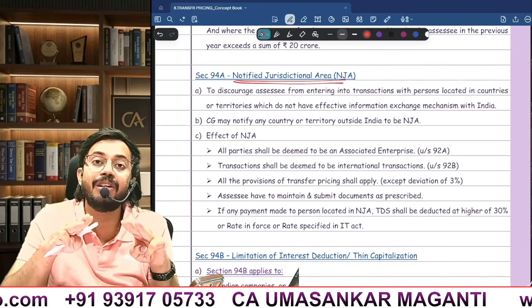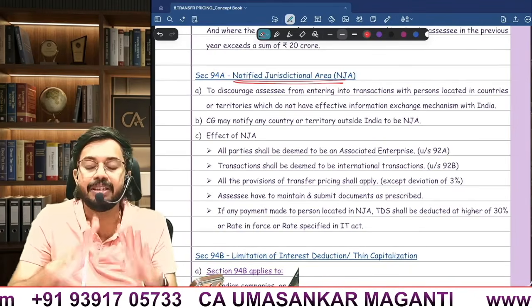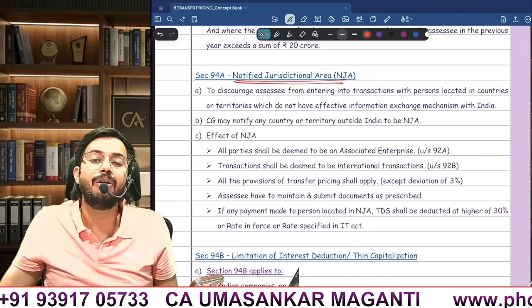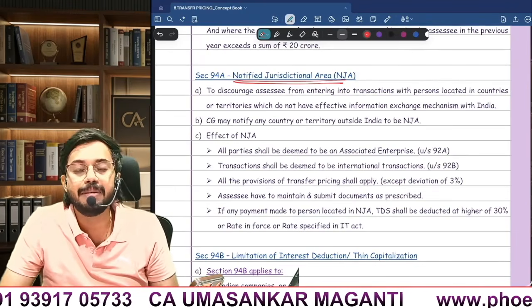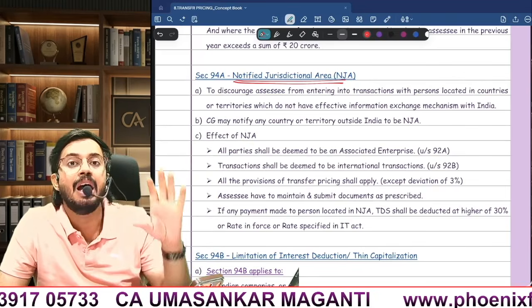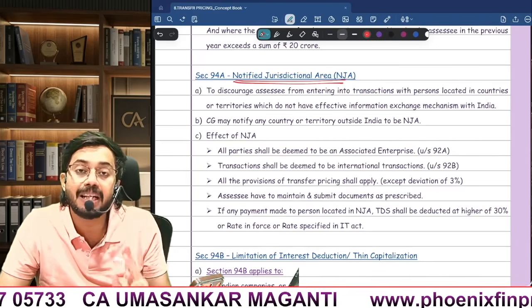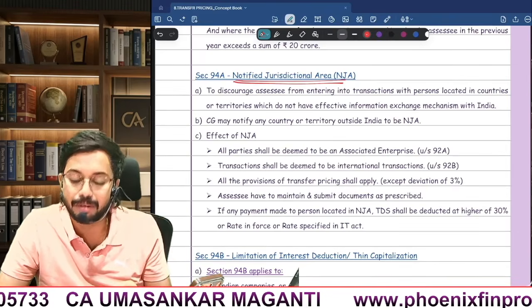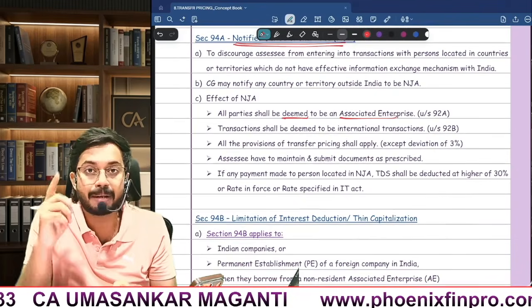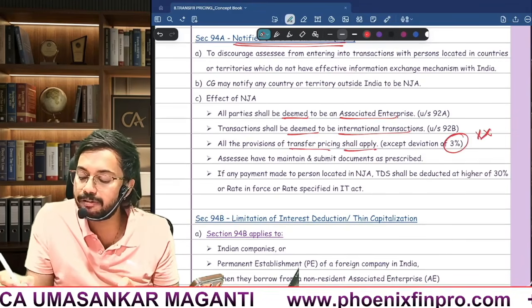That 3% tolerance band is not available whenever you do a transaction with a person located in a notified jurisdictional area. Very simple. That 3% benefit is not available whenever you do a transaction with a person located in a notified jurisdictional area. Are you able to understand? That means whenever you do a transaction with a person located in NJA, notified jurisdictional area, and more than one arm's length price is available, up to 5, you will calculate the average arm's length price. Whatever the average is, that will be taken as the final arm's length price. The 3% tolerance band benefit is not available. Are you able to understand? So whenever a transaction is done with a person located in a notified jurisdictional area, that person will be deemed as an associated enterprise, that transaction will be deemed as an international transaction, and all transfer pricing provisions shall apply. The 3% tolerance band benefit is no longer available.